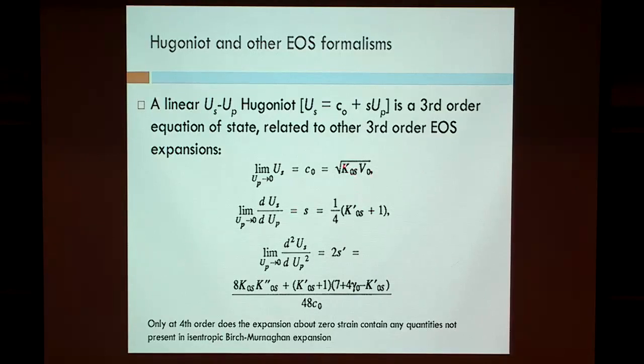Most people realize that K0S and K0T are different by, you know, a few GPa usually. Also, K prime S and K prime T can be different.